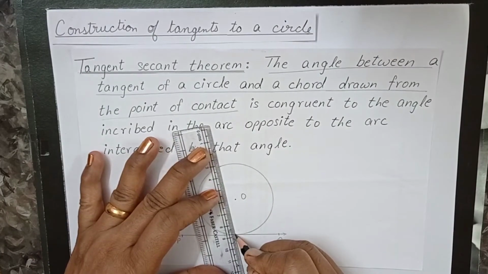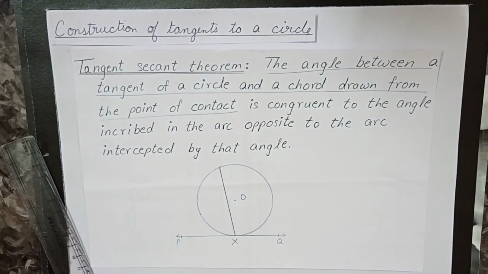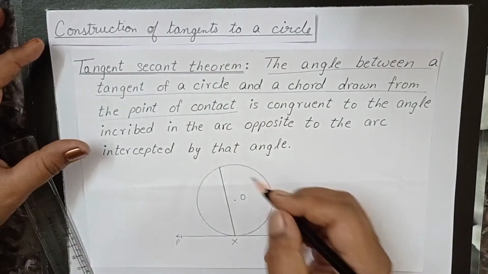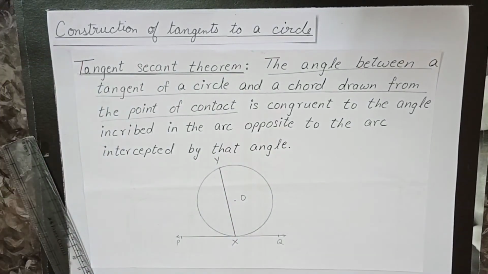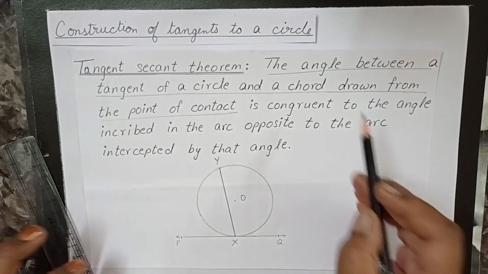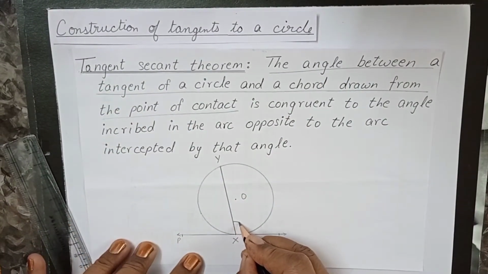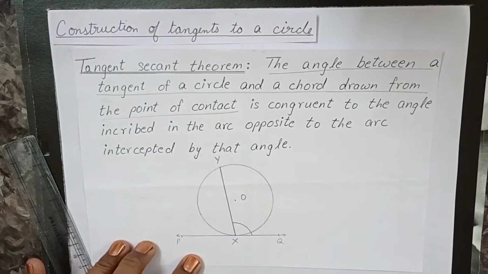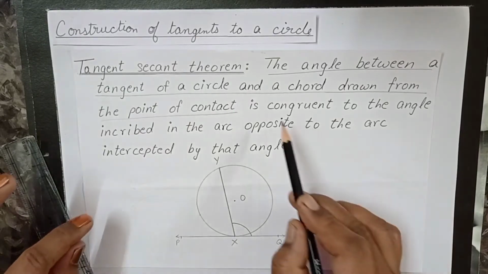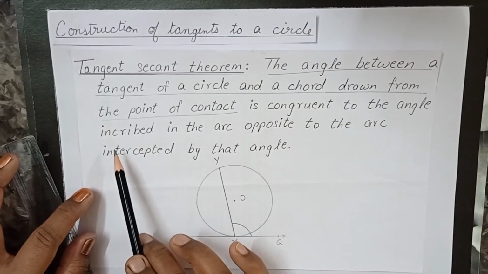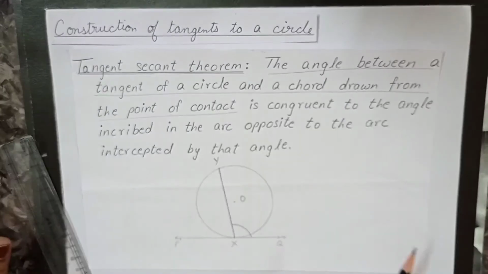A chord is a segment which joins two points of a circle, right? Fine. So suppose this is X, this is Y. So XY is the chord. Okay. So the angle between the tangent and this chord will be this angle. I'm making it nice and big so that you understand that this is the angle. This is congruent to the angle inscribed in the arc opposite to the arc intercepted by that angle.